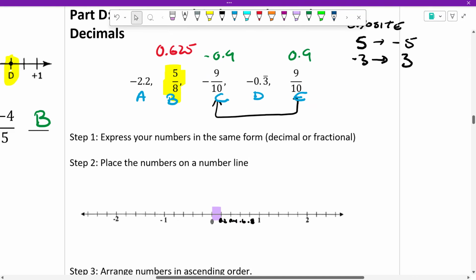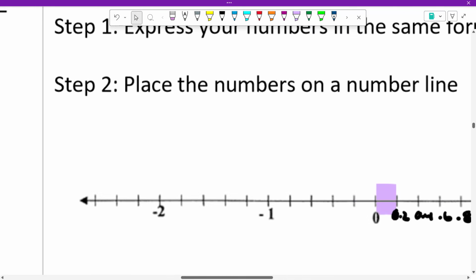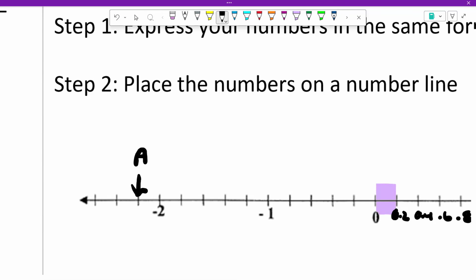Where would -2.2 be? It's near -2. Yeah, one more space. To the left or to the right? To the left. Right? Each line is 0.2. So you go one more line negative. So A is right there. All right.